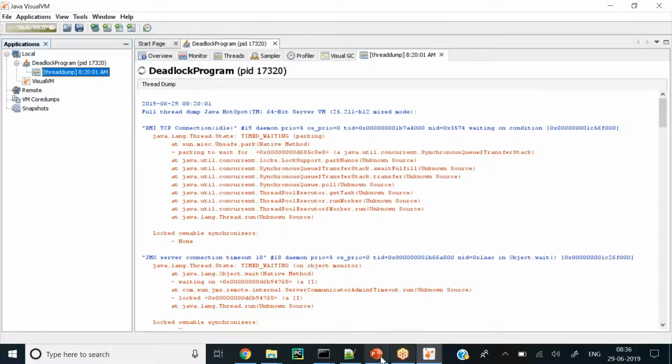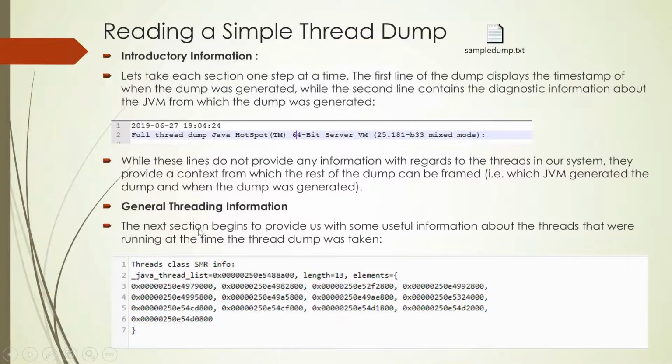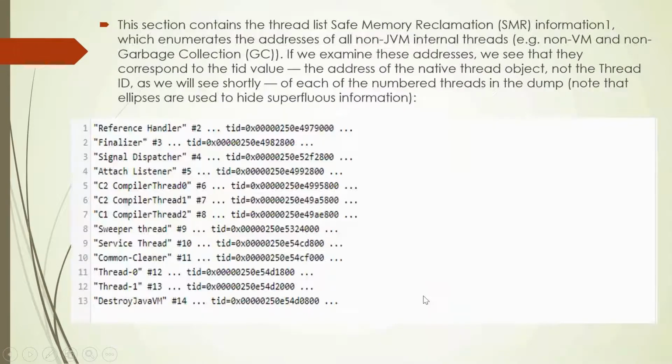Okay, so let's understand what the different facts are. There is general threading information, this section is called SMR, thread class SMR info. Now you can see over there, there are a total of 13 threads listed. Each thread ID is given, right? So length equals 13, and these are the elements. These are the thread starting IDs.